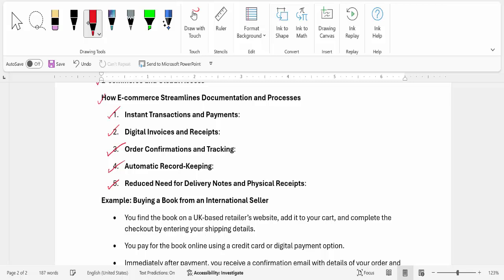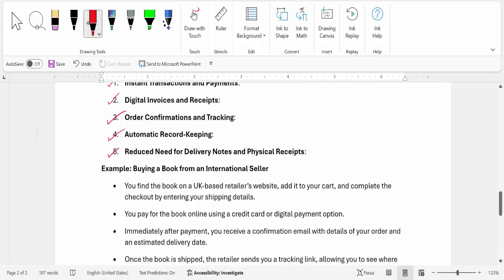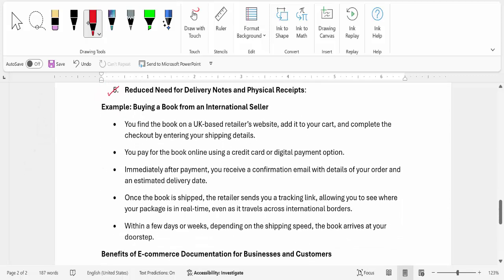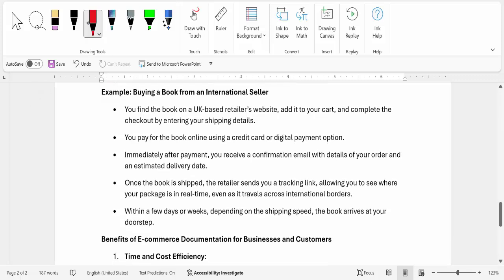5. Reduced need for delivery notes and physical receipts. Traditional sales often require delivery notes to confirm that items had arrived. In e-commerce, delivery confirmations are sent digitally. For example, customers might receive an email or SMS notification that their item has been delivered. Some couriers even offer electronic proof of delivery through GPS tracking or digital signatures. This makes it easy to verify deliveries without relying on physical paperwork.